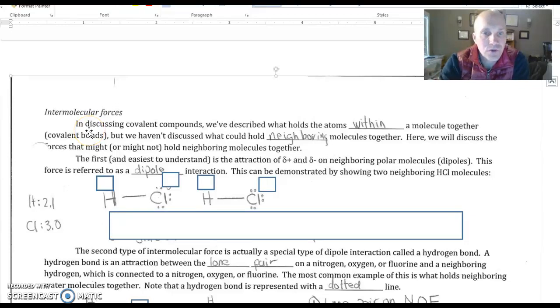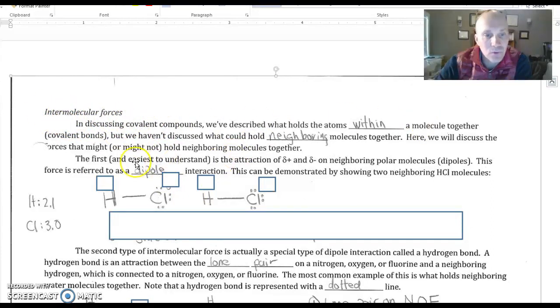Okay, so I just wanted to recap what we had talked about as far as this topic of intermolecular forces. First of all, remember what we're talking about here. When we've been talking about covalent bonding, we've been talking about things that have held atoms within molecules together. This is going to be a topic where we're going to talk about what might cause neighboring molecules to either stick together or to not stick together. That's going to be an intermolecular force.